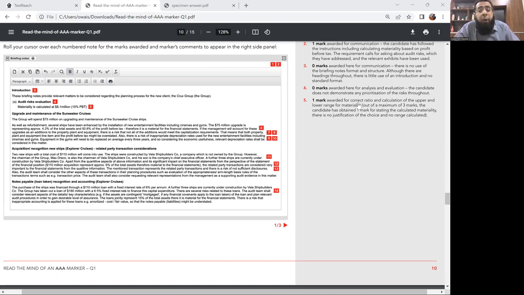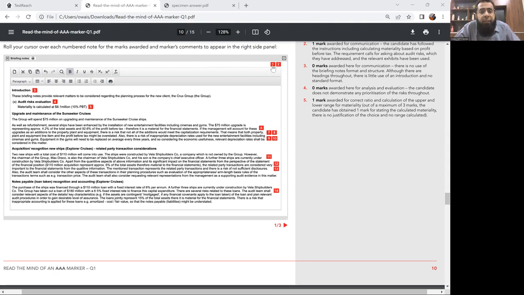Then 1 mark awarded for correct ratio and calculation of upper and lower range for materiality. Out of maximum 3 marks, the candidate has obtained 1 mark for stating the calculated materiality. There is no justification of the choice and no range calculated. So for materiality, since he calculated 10% of PBT only, he got 1 mark. But if he would have calculated the complete range, the lower and upper range, 5% to 10% of PBT, and then explained the justified materiality level, he would have got complete marks. So he got only 1 mark here.